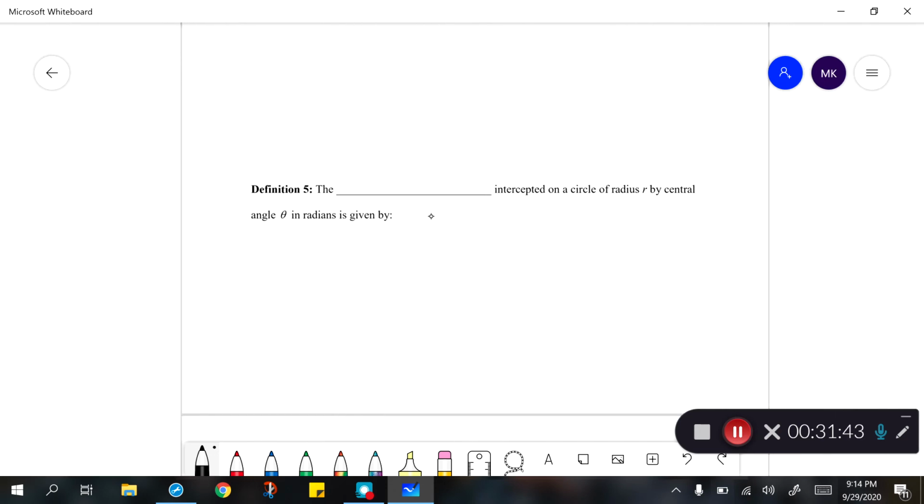So, this one here is a little more important. Say that the arc length, which we denote with the letter S, intercepted on a circle of radius r by central angle theta in radians is given by this very nice equation. We're going to start simply with our formula. This arc length S is very simply equal to r times theta. That's it. It's really easy.